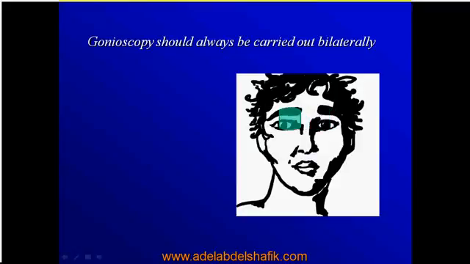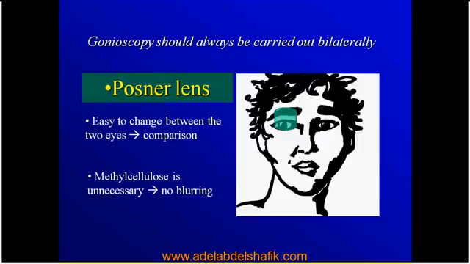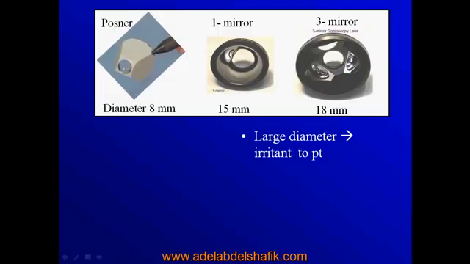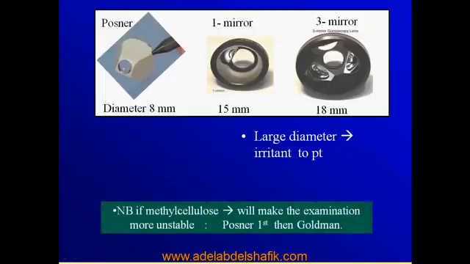Gonioscopy is usually done bilaterally. It's easy to use the Posner lens to switch between the two eyes, so comparison is easy and quick. Also, as methylcellulose is not used, there is no blurring of vision on the patient's side. The disadvantage of the large diameter lenses is that they cause the patient irritation, and the patient finds it difficult to move his eyes to look in the direction of a mirror, which is an important sign I'm going to talk about in a minute.